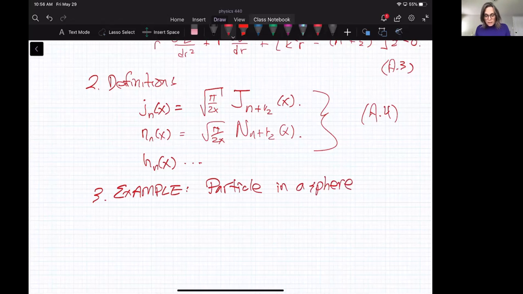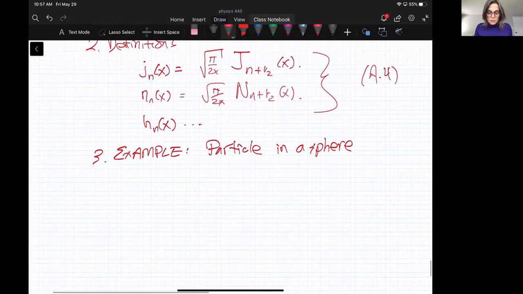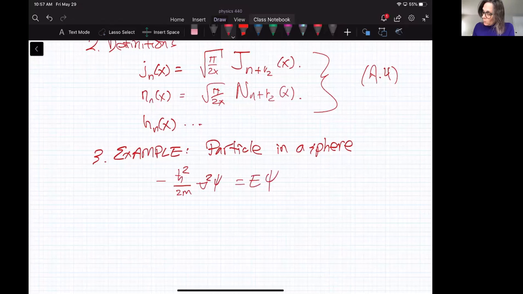And ultimately, can we ask, what's the minimum energy for a particle in a sphere using Schrodinger's equation? Okay, so that means we need to solve minus h bar squared over 2m del squared psi is equal to E psi, where psi for r less than a is finite, and psi at r equals a is equal to 0. In other words, we're confining it to this sphere. It's like putting it in a box, but we're putting it in a sphere.